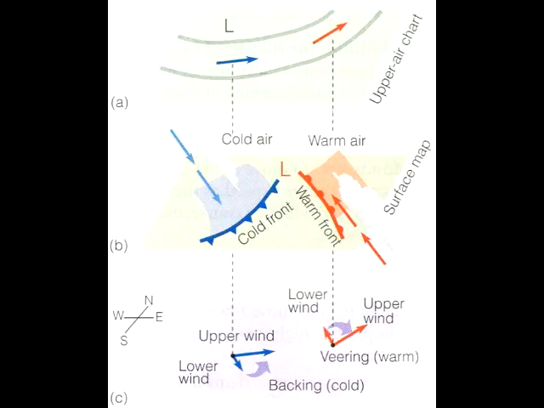Veering winds typically occur ahead of a warm front. In winter, that could mean we have warm advection, possibly snow changing to rain. In summer, it could mean rainfall, possibly thunderstorms. Backing winds typically occur behind a cold front. That means cold advection, possibly rain changing to snow in winter, and generally colder conditions.